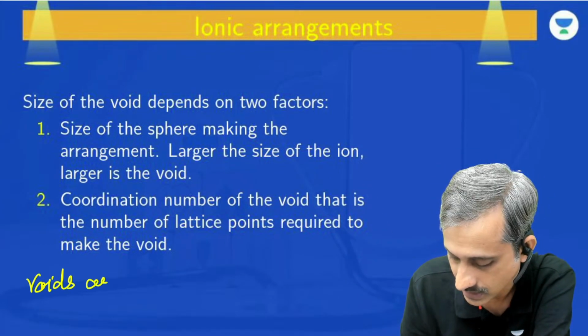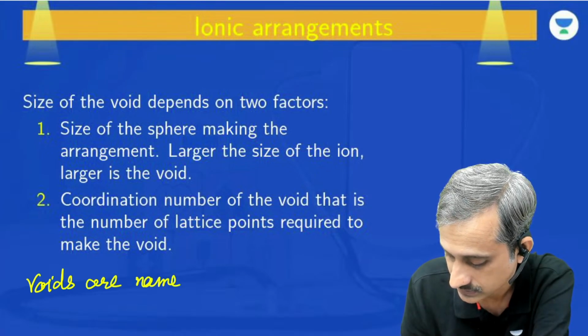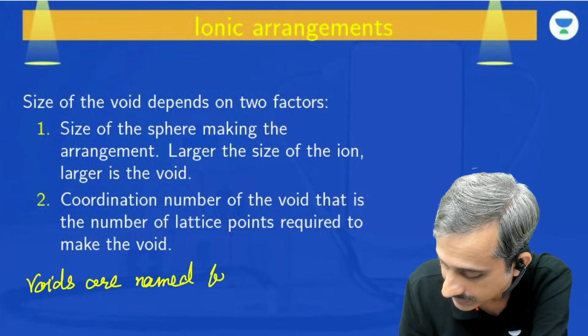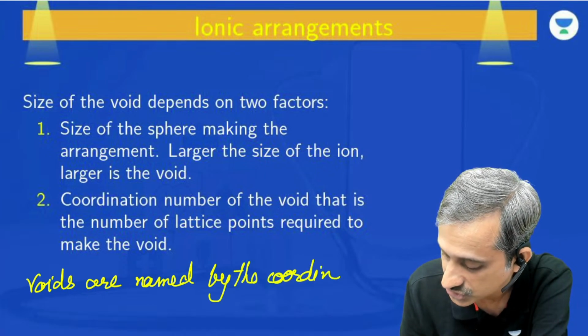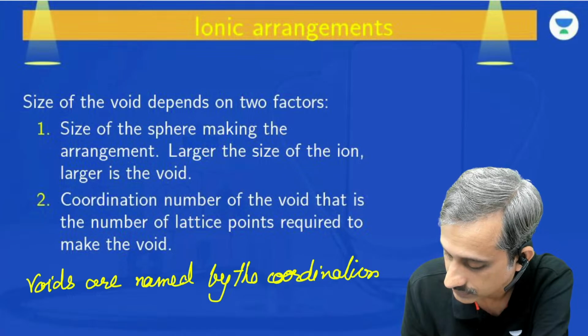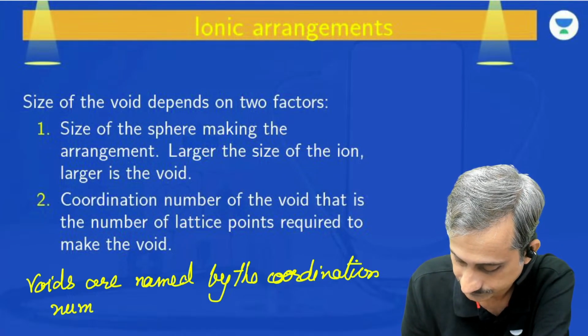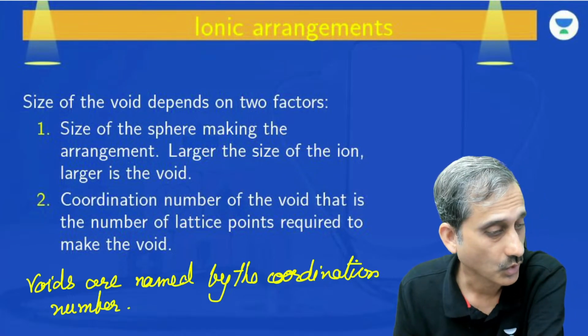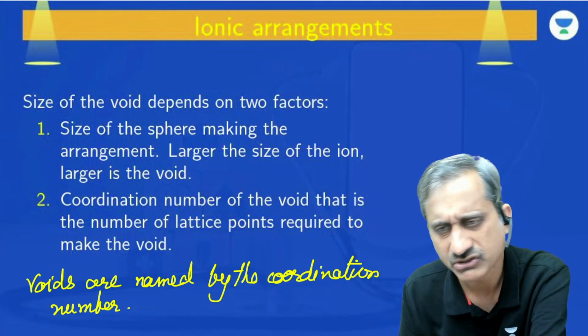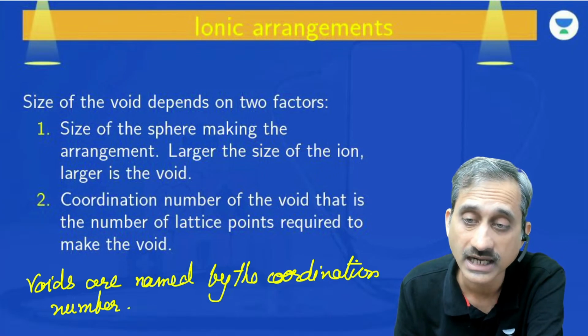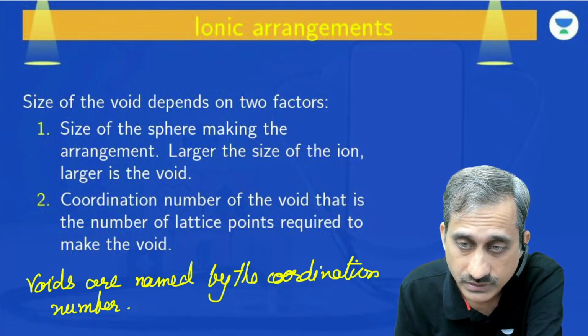voids are named by the coordination number. So voids are classified by the coordination number. If we say tetrahedral void, the coordination number is 4 and it's going to form the structure of a tetrahedron.